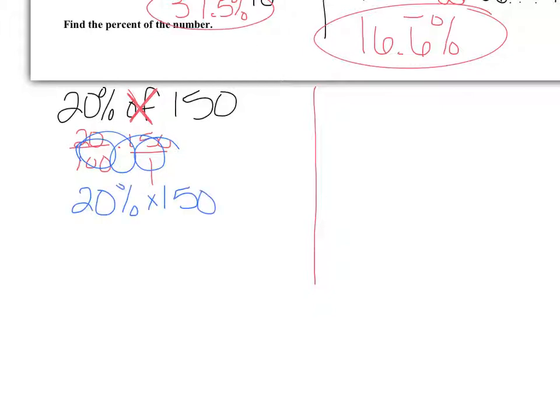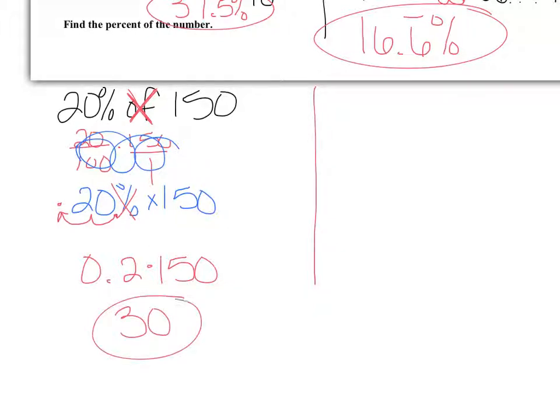So remember, if I want to go from a percent to a decimal, I'm going to take the decimal place, move it 2 places to the left, and take off the percent sign. So now I have 2/10 times 150. Whenever you take 2/10 times 150, you should get 30.